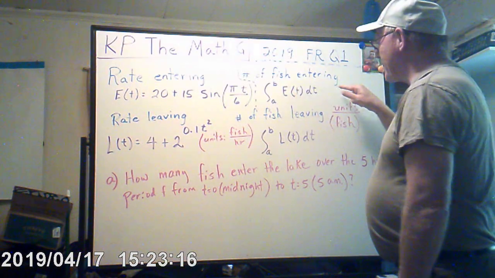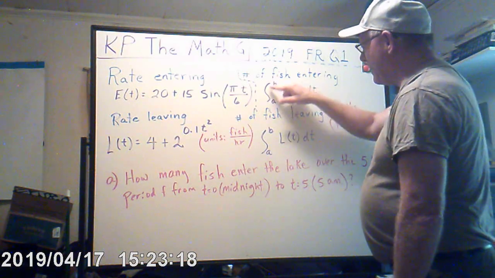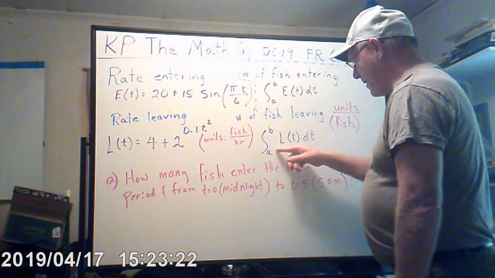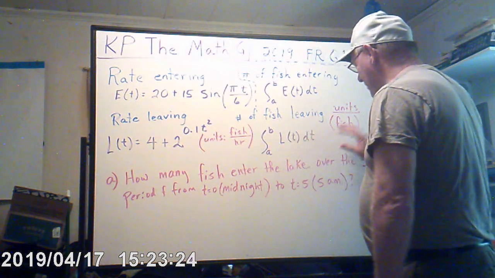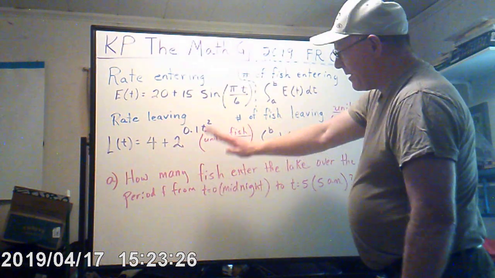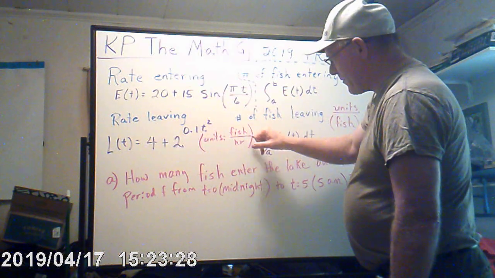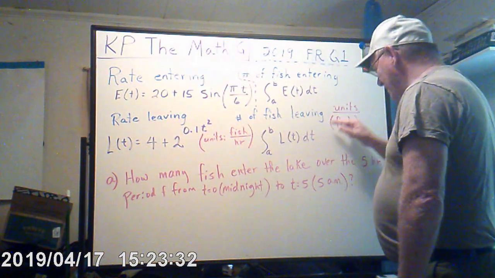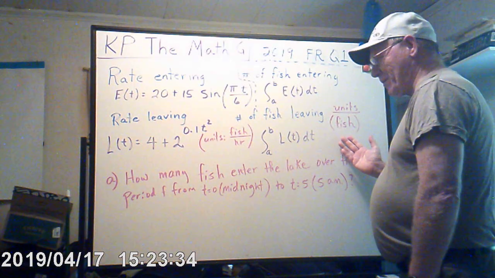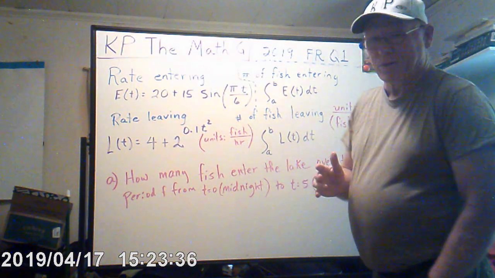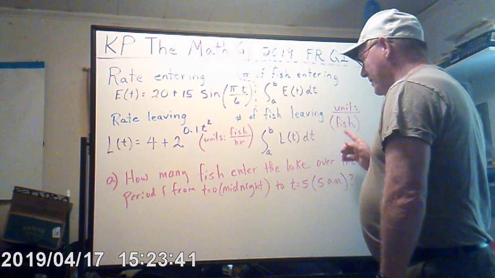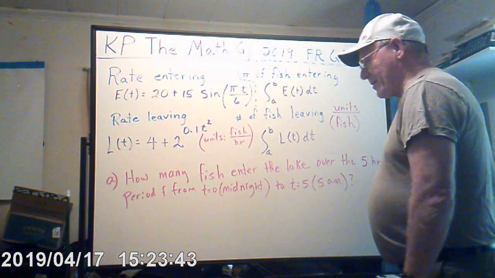The number of fish entering is going to be a definite integral from A to B. And the number of fish leaving. So look at the units here. For the rate, it's going to be fish per hour. Number of fish leaving, it just says fish. I should probably say number of fish, but no per hour. See what I'm saying? Alright, so here's part A.